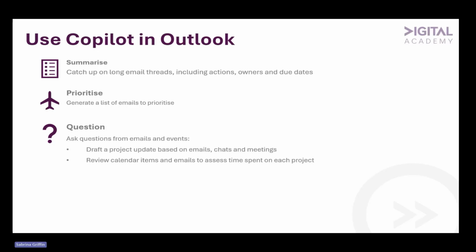And as always, we can ask Copilot questions. So we can ask questions regarding emails. We can ask it to pick out particular information. We can ask that to span multiple emails, so emails from a particular individual, or emails regarding a particular client or project we're working on. We can also span it across multiple applications. We don't need to only focus on emails. We could say, actually, take a look at my calendar and the Teams meetings as well, and review my calendar items and emails to assess time spent on each project. So it can do that work in the calendar area as well as within your inbox.